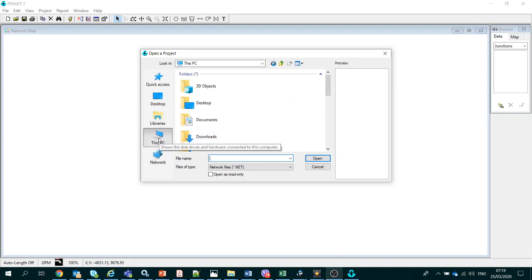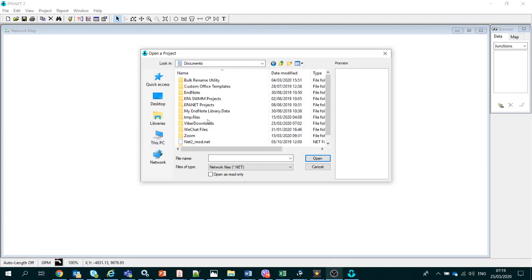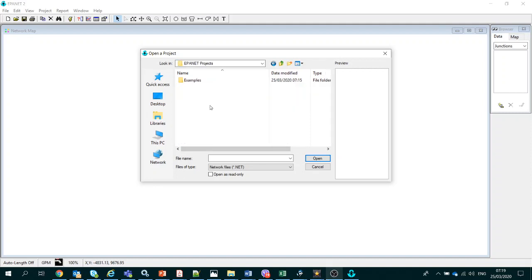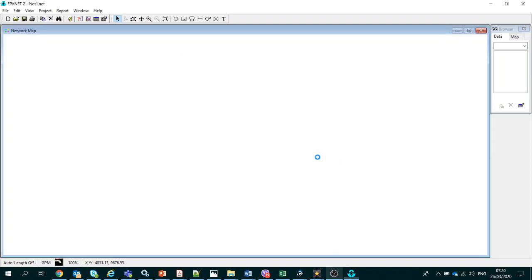So usually these examples are installed in the documents directory. So go to your documents directory and then there should be an EPANET projects folder there and examples. So let's open net1 example.